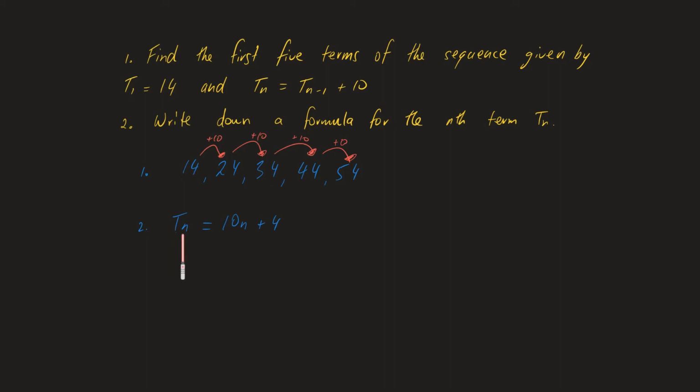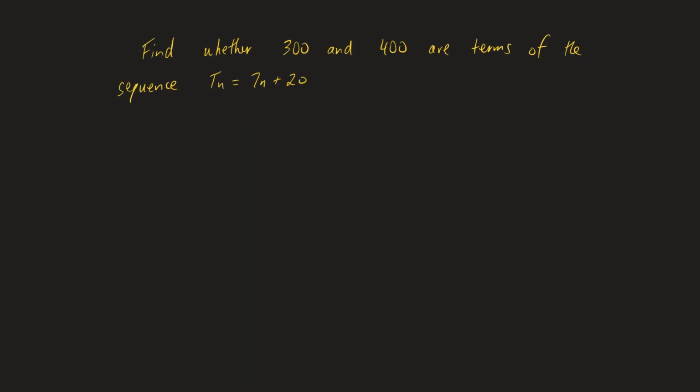So the nth term formula is Tn equals 10n plus 4. In our final example here, we need to find whether 300 and 400 are terms of the following sequence. So what I'm going to do is just substitute 300 in for the Tn to check if it actually works. So to start with, subtract 20 from both sides, and that will give me 280 is equal to 7n.